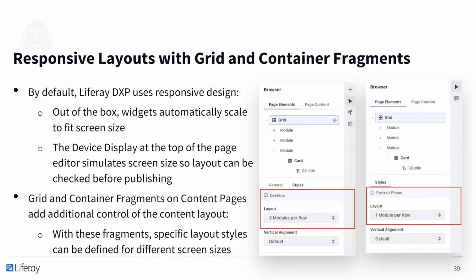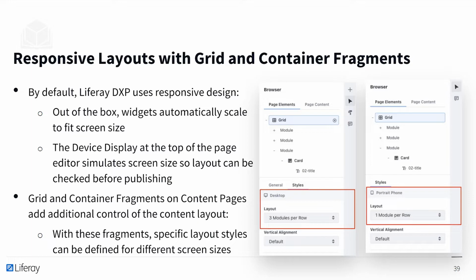The device display at the top of the page editor simulates screen size, so layout can be checked before publishing. Grid and container fragments on content pages add additional control and customization to the content layout. With these fragments, specific layout styles can be defined for different screen sizes. For example, many Mondego users access the site on mobile devices. By placing fragments in grid or container fragments, the web team can design pages that are visibly appealing and functional with different screen sizes.